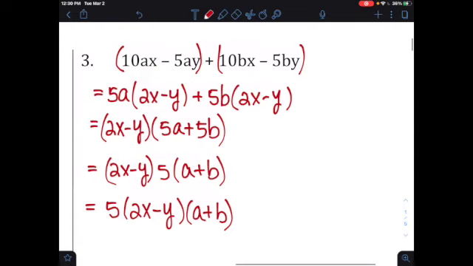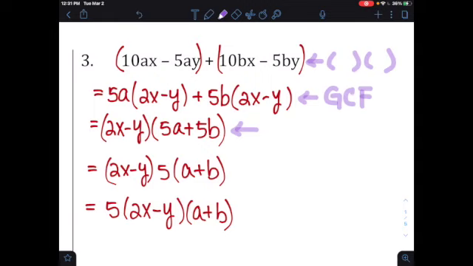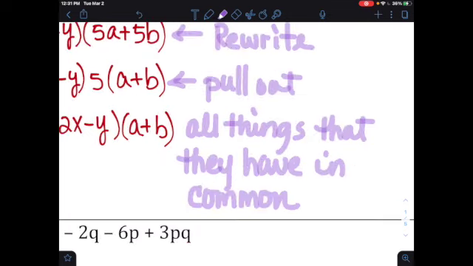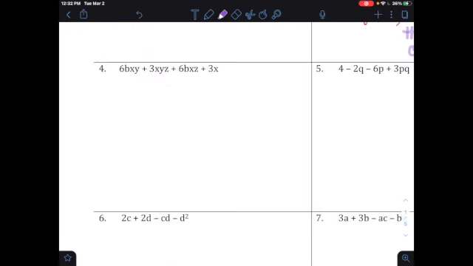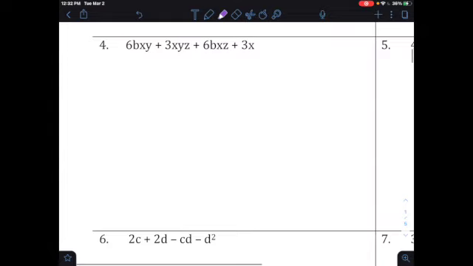Okay, so in this case, the steps I want you to remember: the first step, you put it in parentheses. Second step, you pull the GCF. The third step is going to be rewriting it. And then the next one is to pull out things they have in common. Example 4 is also the same thing, but this is something where you want to pull out things they have in common. So let me show you.